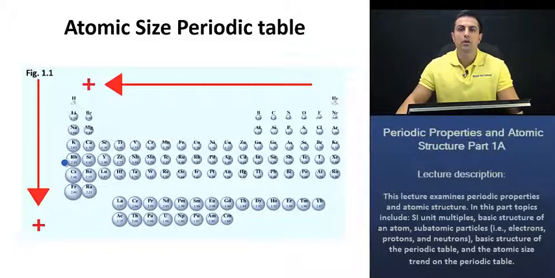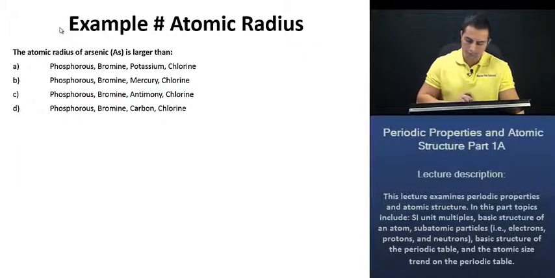Now, don't worry too much about the quantum levels for now. We do cover that in a separate lecture. For now, just know that the increase going down a group is due to electrons being on the next quantum level. Okay, great. Let's move on to our next slide now, where we can do an example with regards to the atomic size to enhance our level of comfort with these types of questions.